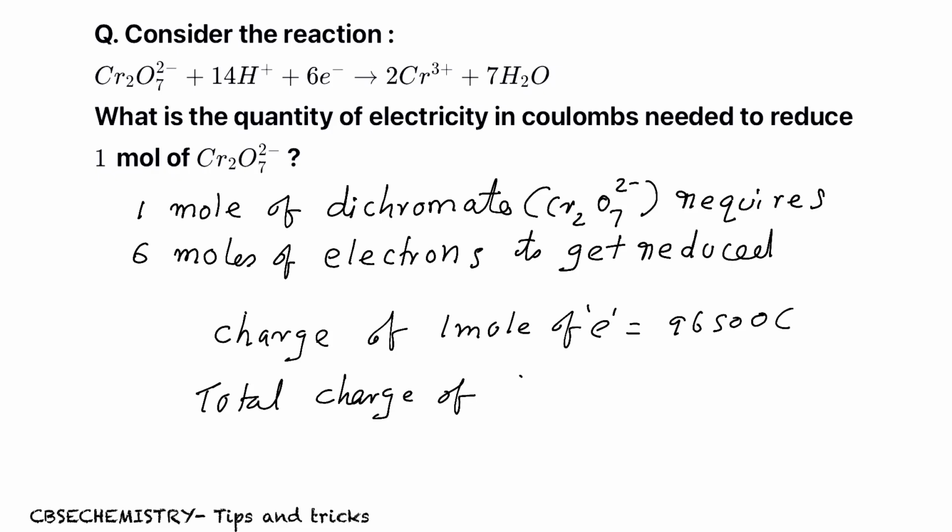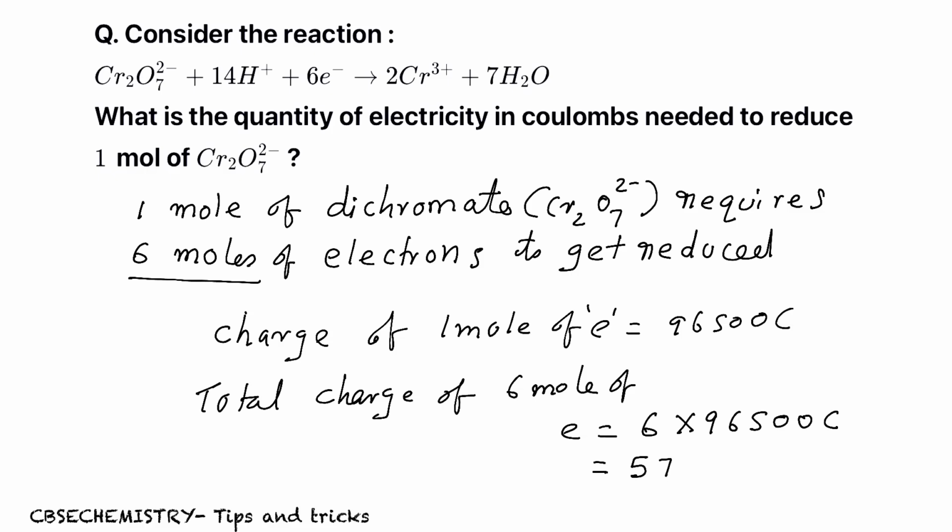So what is the total charge for 6 mole of electrons? Right here 6 mole is there. Of course it should be 6 into 96500 coulomb. On calculating you will get 579,000 coulomb. Hope all of you understand.